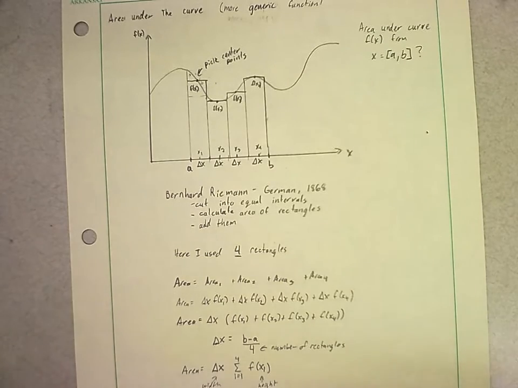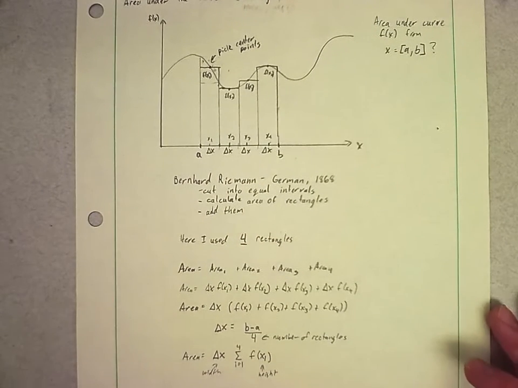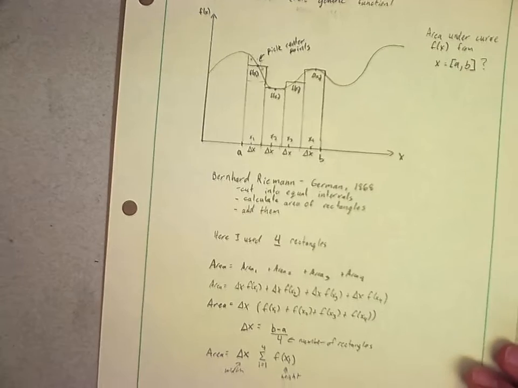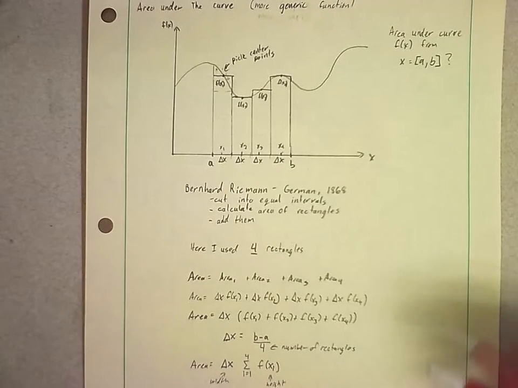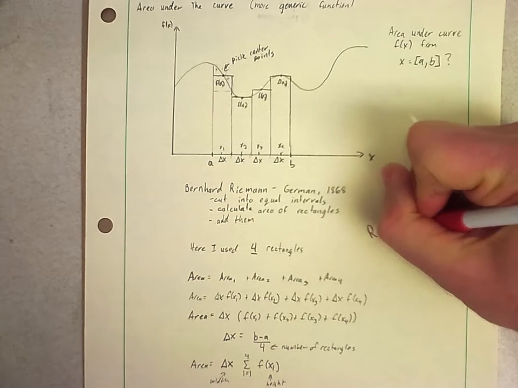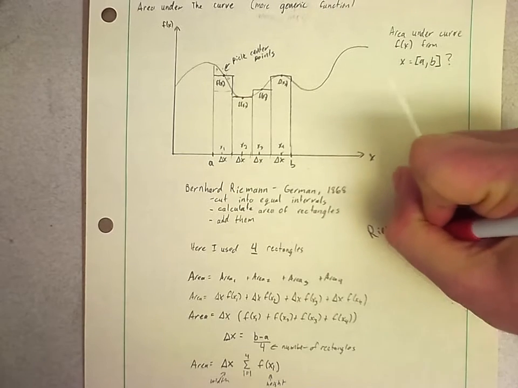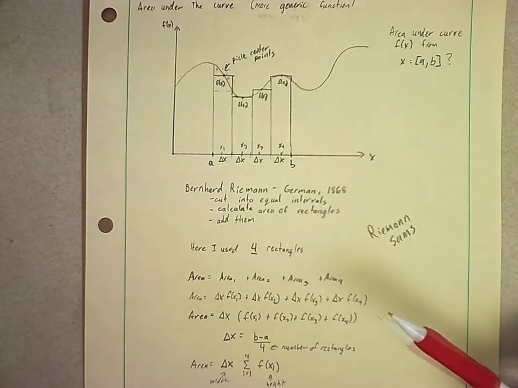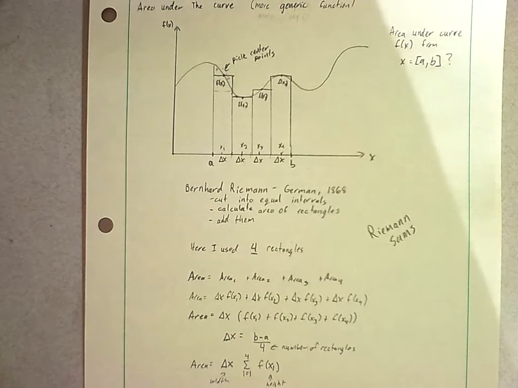Alright, and like I said, I don't know what the function is or what these values are, so I can't get an exact answer here. But that's the general idea behind doing this. And we call those Riemann sums. The Riemann sum says take it, cut it up into squares, find the areas of those squares, and add them together, and that'll get you a good idea of the area under that curve.